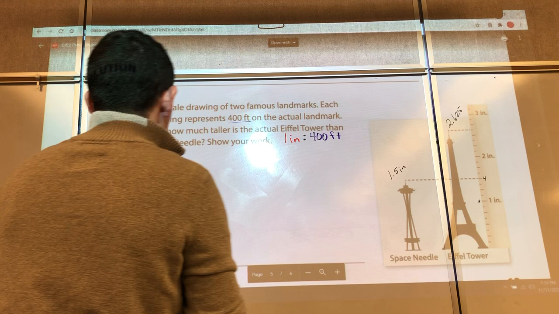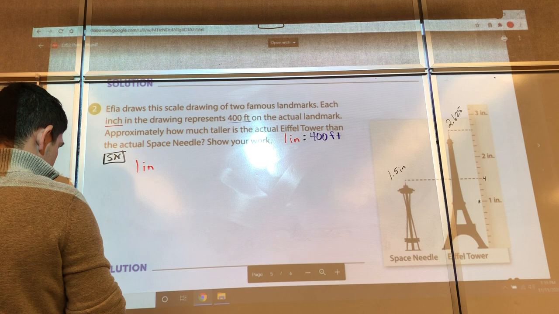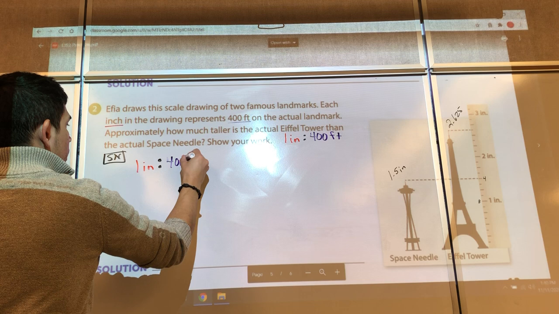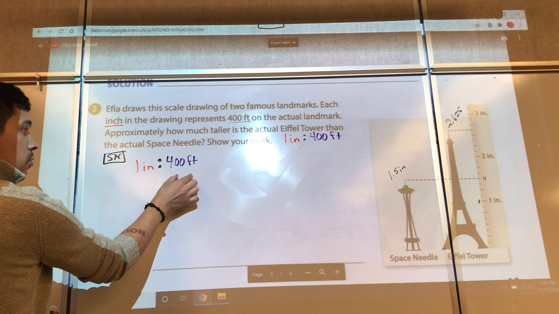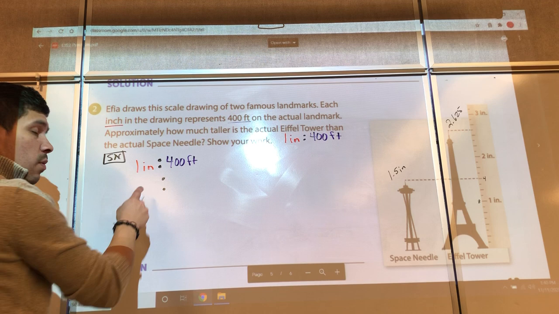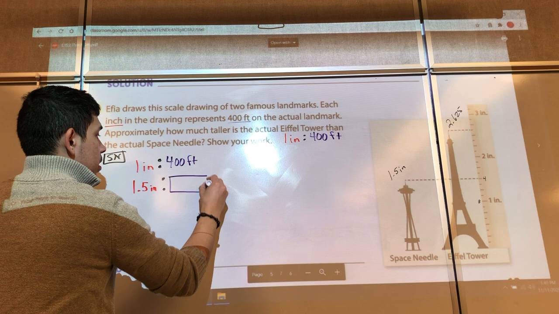So let's go ahead and do the Space Needle first. To do the Space Needle, let's go ahead and write down our scale. We write down 1 inch, 400 feet. Okay? We know we were given 1.5 inches as a Space Needle. Is that going to go under the inches or under the feet? Hopefully you said under the inches. Remember, we keep it organized. So let's go 1.5 inches. We do not know how many feet the Space Needle is, but we're going to find out very soon.